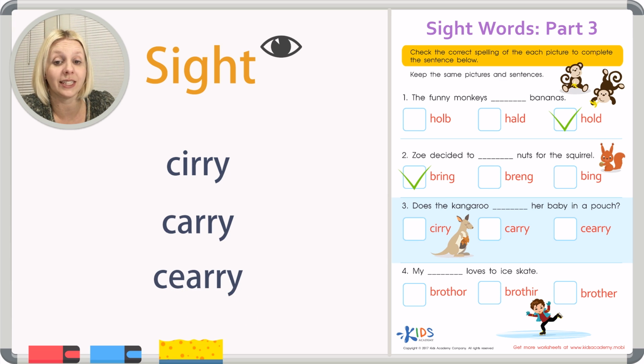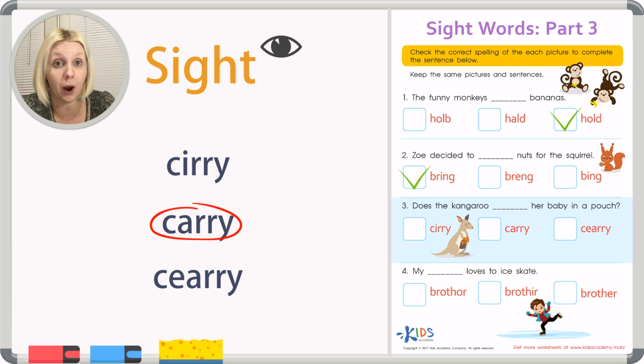So let's sound these out. Eerie, Siri, carry, or eerie. So none of these sound like the word carry. So this is one of the words that we just have to memorize so that we will know which is the right answer. This is actually the correct spelling of the word carry. Carry.